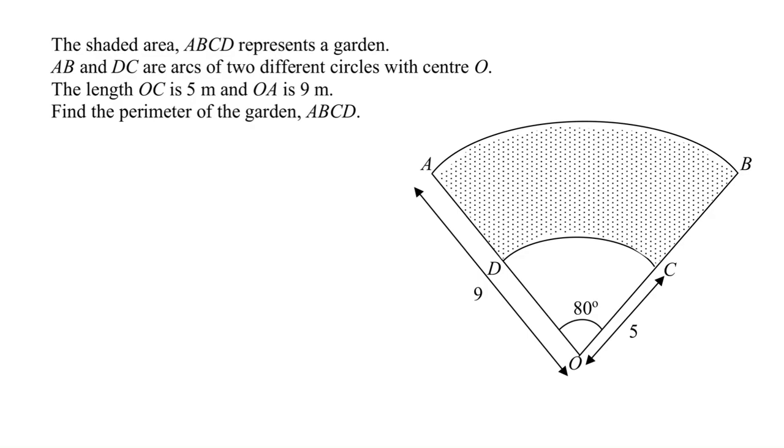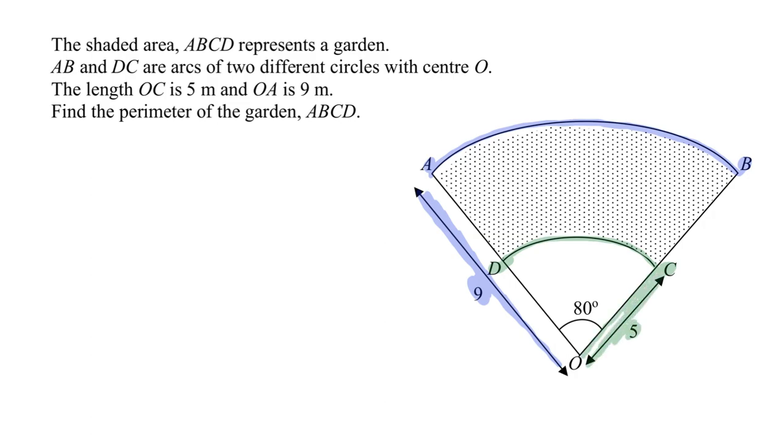Hello everyone, welcome to this video where we are given a garden ABCD, and the arc lengths AB and DC are arcs of two different circles but with the same center O. Okay? So to make it even clearer, I'm going to color code it. The longer arc length AB has a radius of 9, okay, so I'm going to use the 9, while the shorter arc length DC has a radius of 5.